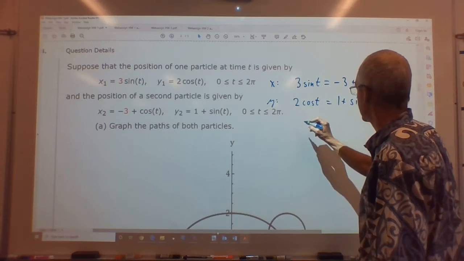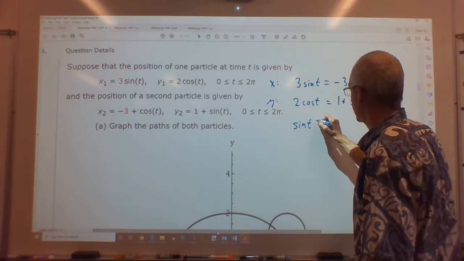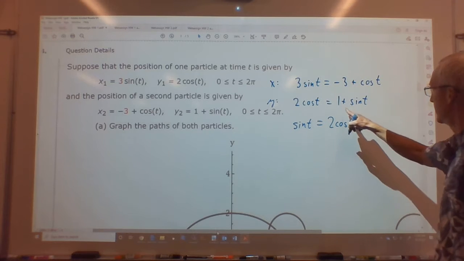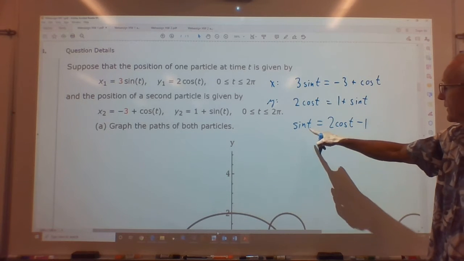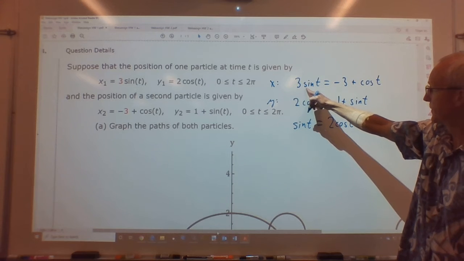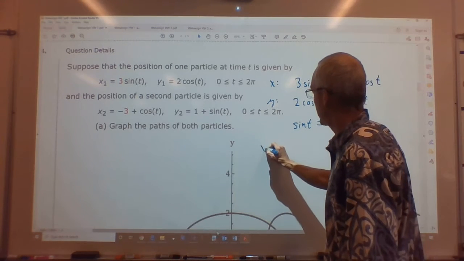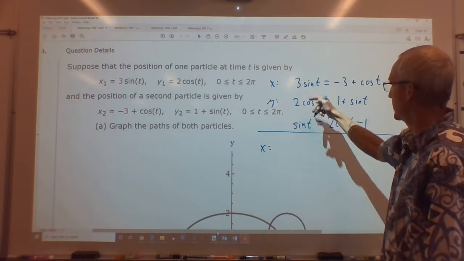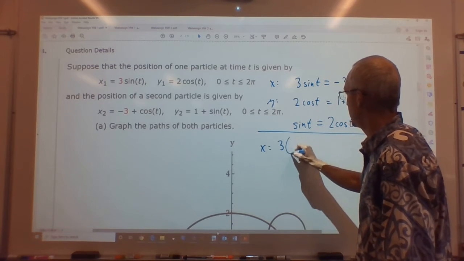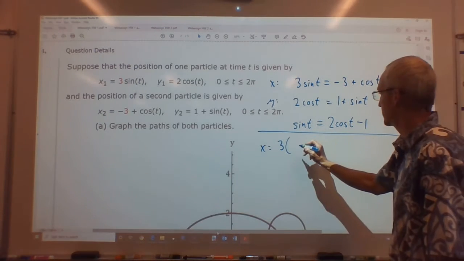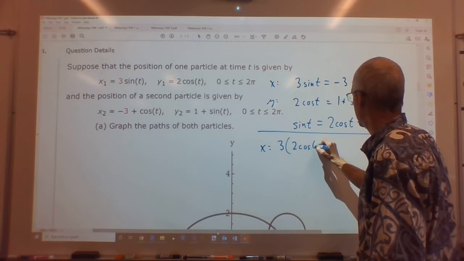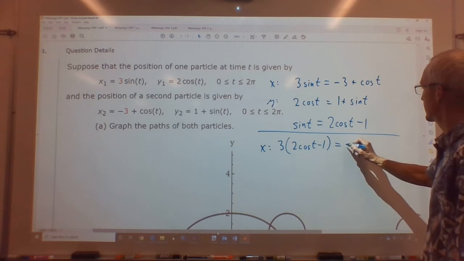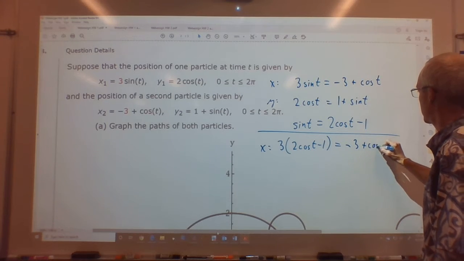Putting the 1 on this side, I have sine t is equal to 2 cosine t minus 1. Now I'm going to take this sine and stick it into the x equation. So I have 3 of the sine t's, which is now 3 times 2 cosine t minus 1, equals negative 3 plus cosine t.